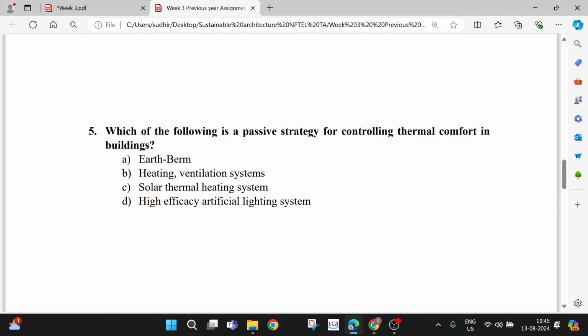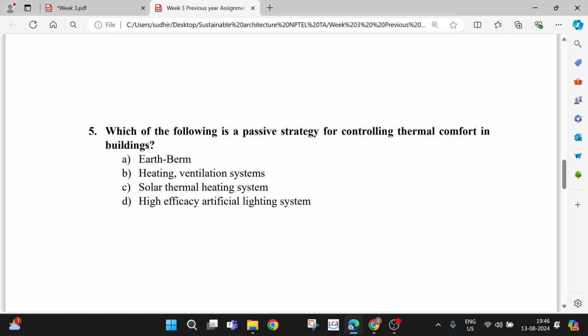And see, option D is only talking about the efficacy of artificial lighting, and here it is asked about controlling the thermal comfort. Means it is more or less talking about the temperature part. It is not talking about the visual part or visual comfort. Is it clear?